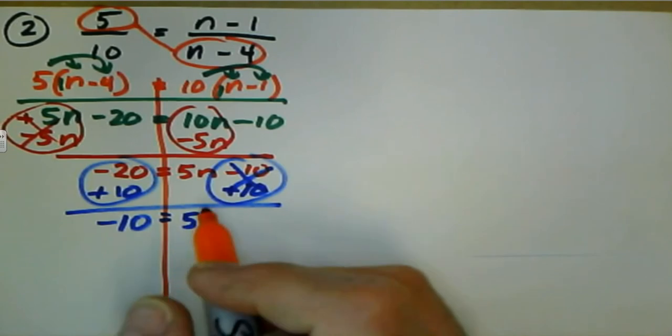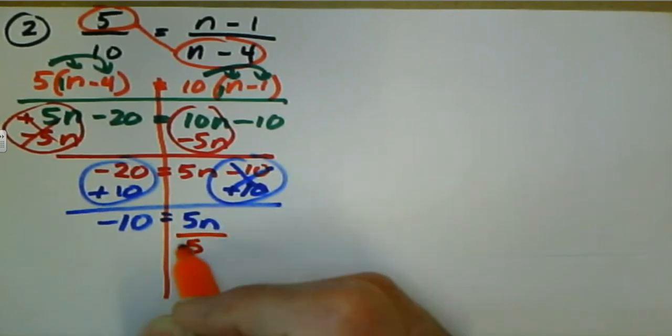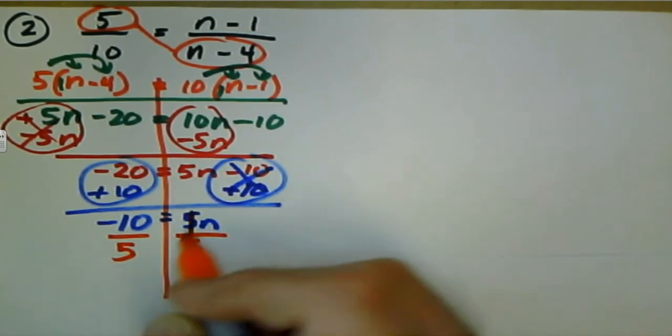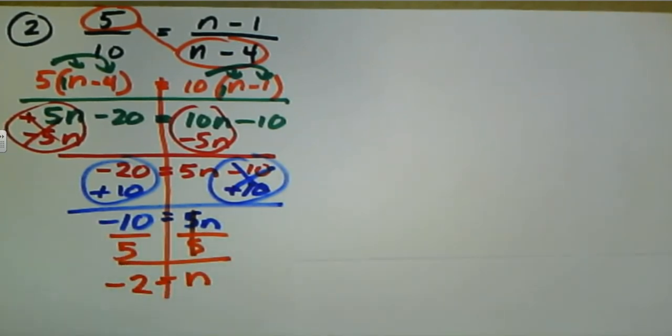And remove what's multiplied or divided. It happens to be times 5n, 5 times n. So we're going to divide since it's times. Our n's are gone. And negative 10 divided by 5 is negative 2.